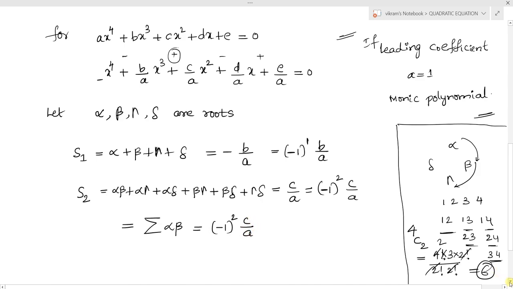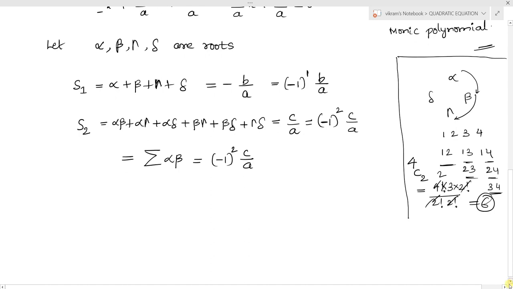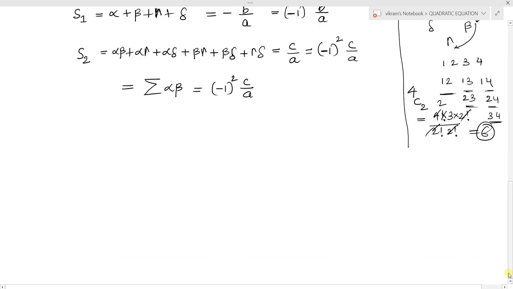Now take the 3 roots at a time. The sum of the product of the roots taken 3 at a time: how to find this? From the 4 roots we need to select 3 roots, nCr. n is the total number, r is the selection. That means 4C3, which equals 4.